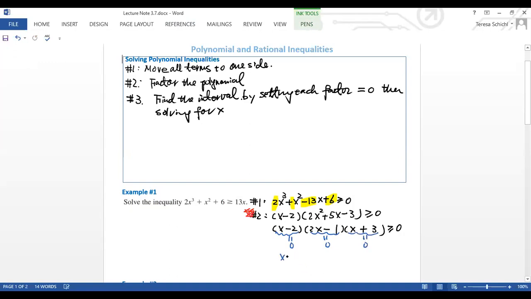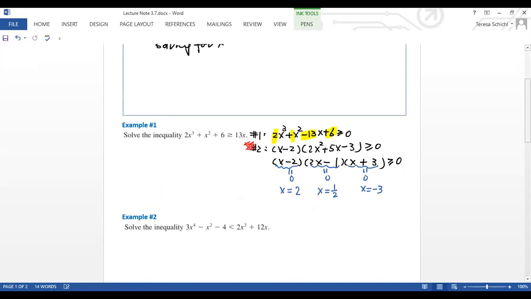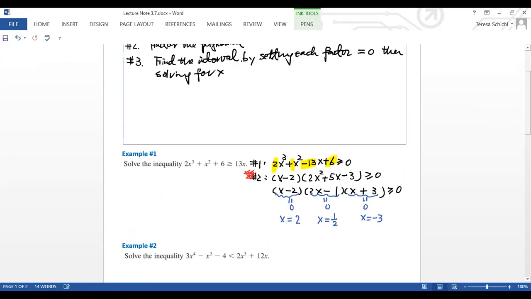So what will this one be? x equals 2. And what is this one going to be? x equals 1/2. What is this one going to be? x equals -3. All right. Okay, so the remaining part is pretty simple. It's just like I said, the factor part is kind of a bit hard. Then step number 4 is what? Then you make a table or diagram.